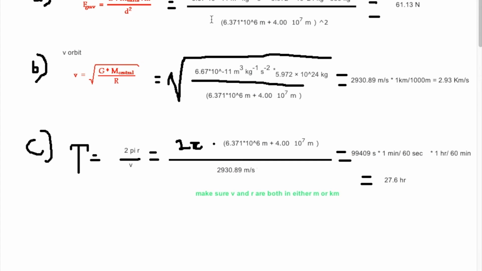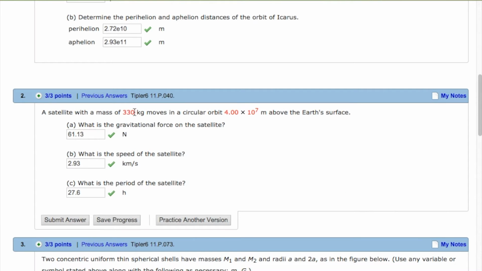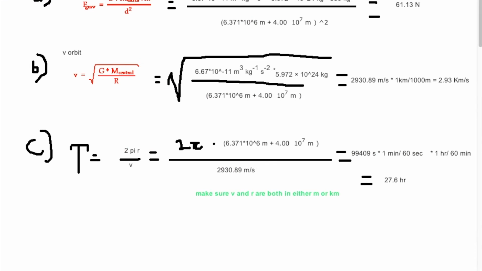You have G right here, 6.67 times 10 to the minus 11 meters cubed, kilograms to the minus 1, seconds to the minus 2. You know the mass of the Earth. Well, if you look it up, it's 5.972 times 10 to the 24th kg. You know the mass of the satellite. It tells you 333 kg.